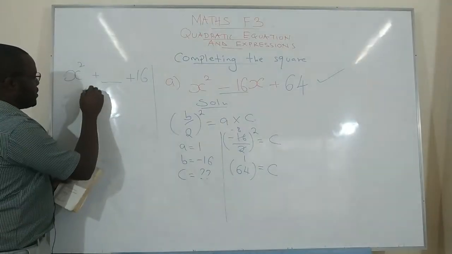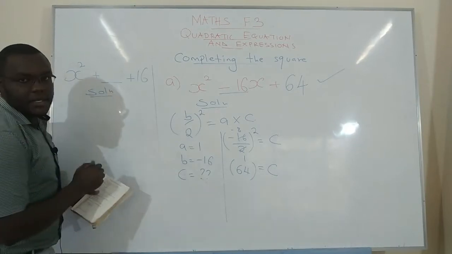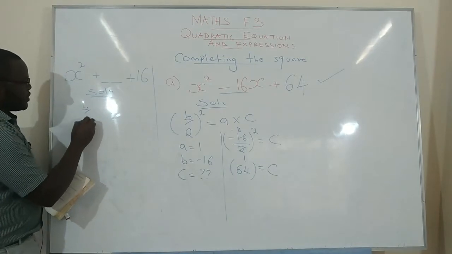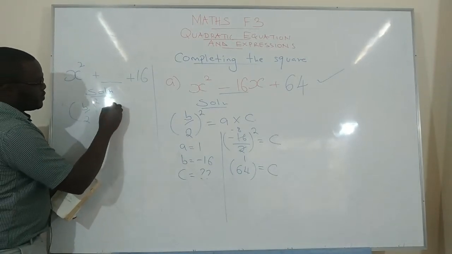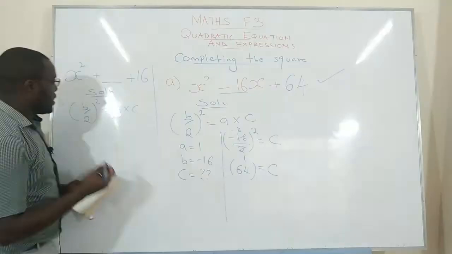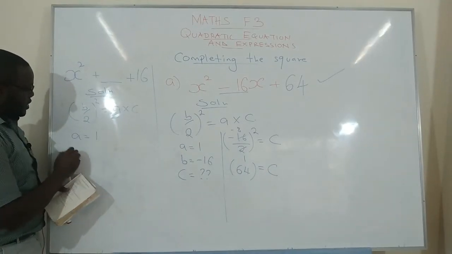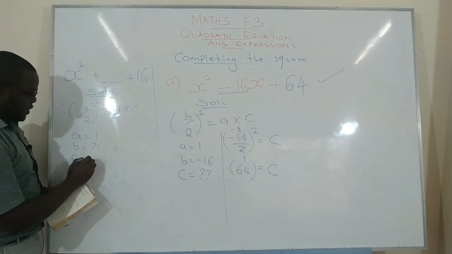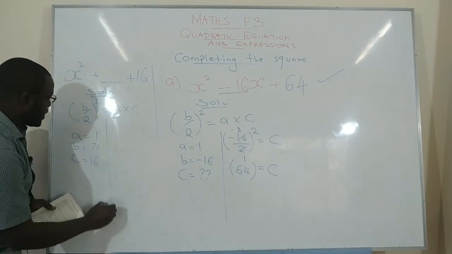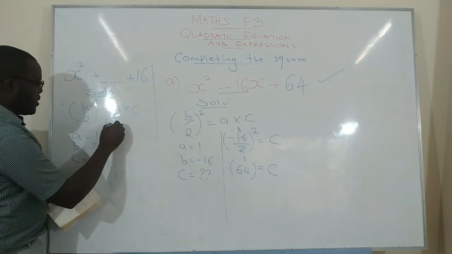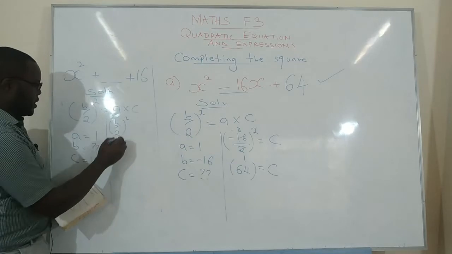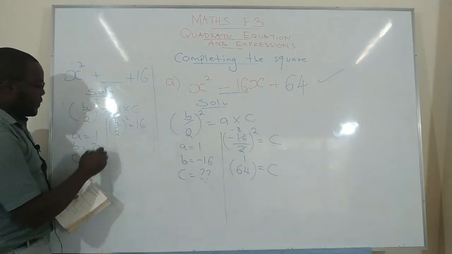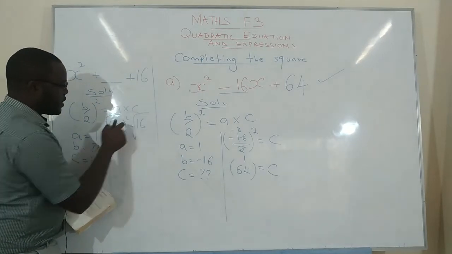So it is very simple in the solution. First, we check what we have. We know that the formula is b all over 2 squared is equal to a times c, or ac. So a is equal to 1, b is missing, and c is equal to 16. Therefore, I shall have b all over 2 squared, because I don't know what b is, equal to 16 times 1, which is 16.